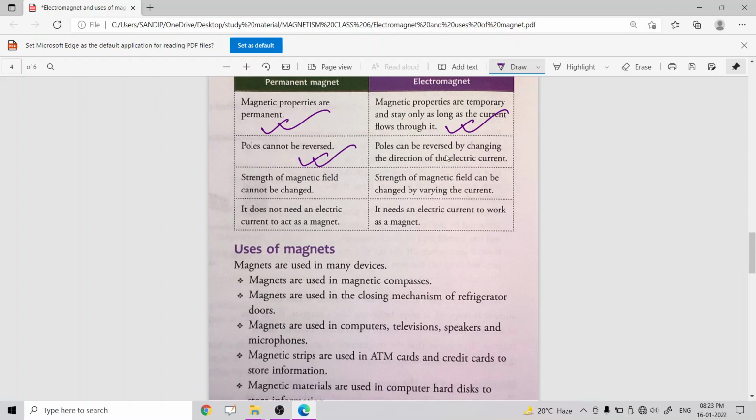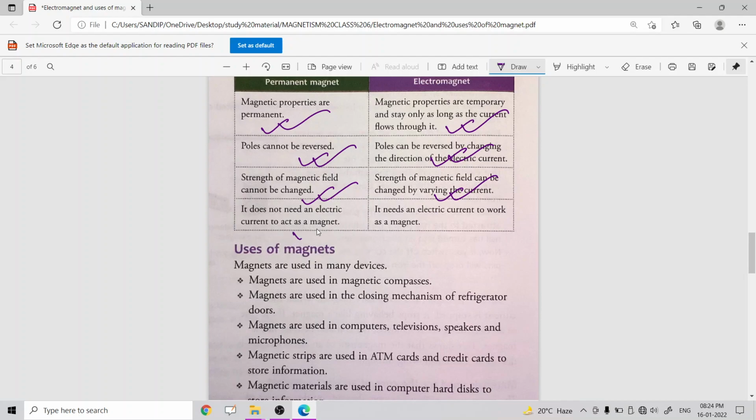But for an electromagnet, poles can be reversed by changing the direction of current. If we change the direction of current, then we can easily change the pole. The third one is that the strength of the magnetic field cannot be changed for a permanent magnet, it is fixed. But for an electromagnet we can easily change the strength of the magnetic field by changing the amount of current or by changing the number of turns in the insulated coil.